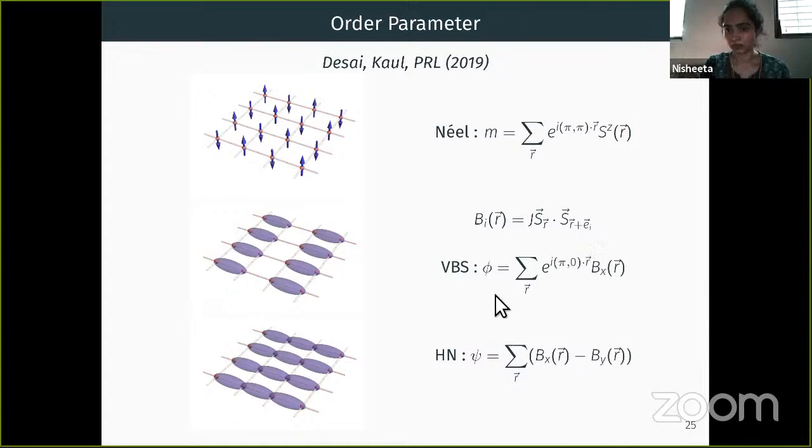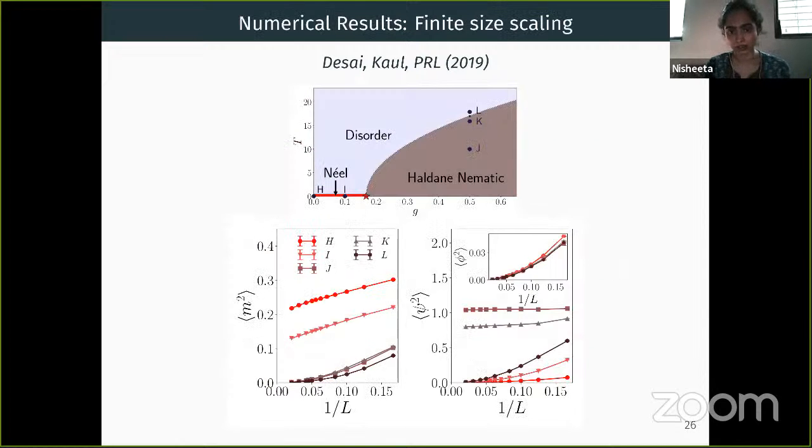The VBS order parameter is the Fourier transform of Bx at (pi, 0) momentum. And the Haldane nematic order parameter is the sum of Bx minus By. It's an Ising-like order parameter, so there can be two states. If you see long range order in this quantity, then that means we are in the Haldane nematic phase. So these are the order parameters, and now I'm going to show the phase diagram that we got.